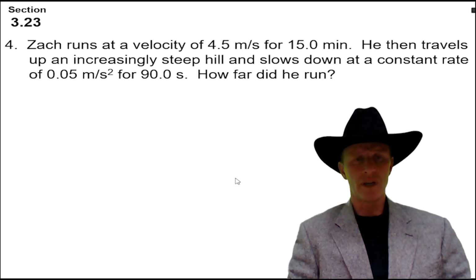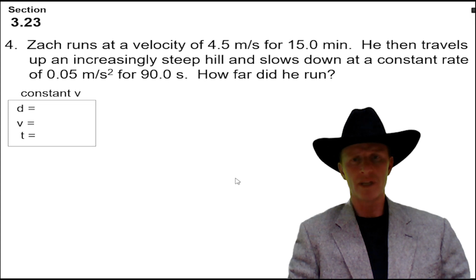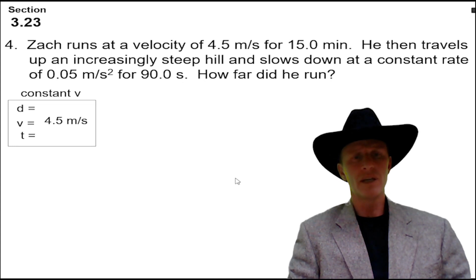Let's look at number 4 here. Zach runs at a velocity of 4.5 for 15 minutes. That's the same speed. He's moving at the same speed. That's little box information right there. So we got to start with a little box. It says then he goes up a hill and slows down, and that's going to be the big box.